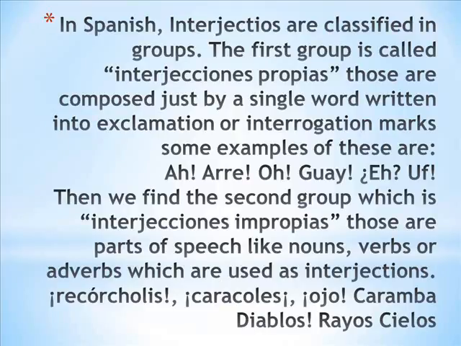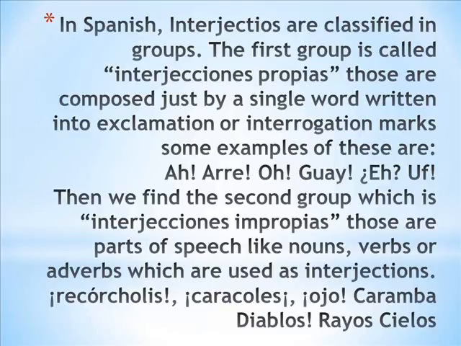The first group is called interjecciones propias. Those are composed of just a single word written between exclamation or interrogation marks. Some examples of these are a, arre, o, guay, uf. Then we find the second group, which is interjecciones impropias.